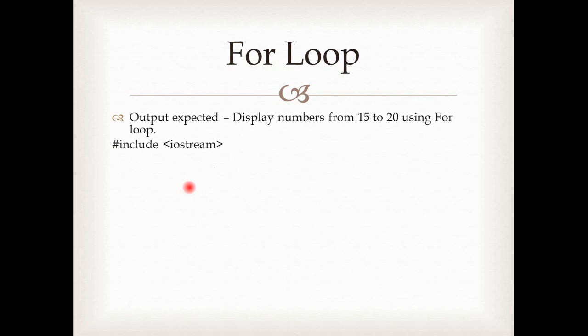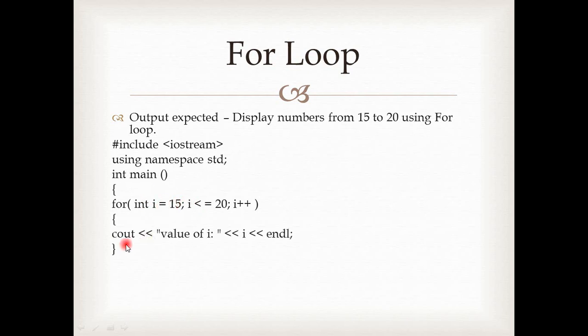Okay. So now the output expected is, you have to display numbers from 15 to 20 using a for loop. Okay, we'll see. So now 15 to 20, I am starting my I value as 15, and my ending value is 20. So my condition has to check until it is 20. Now I have to just print the value of I. That's all.